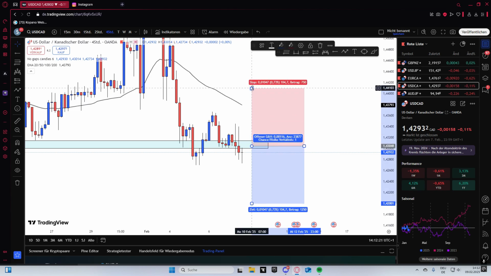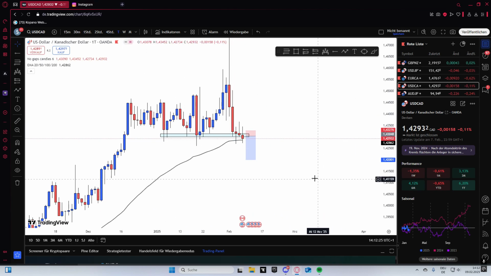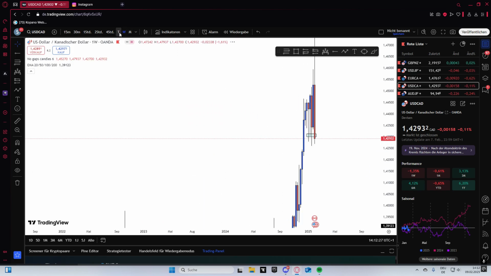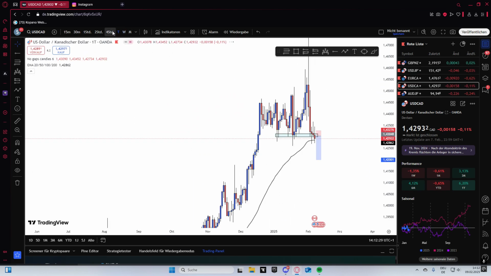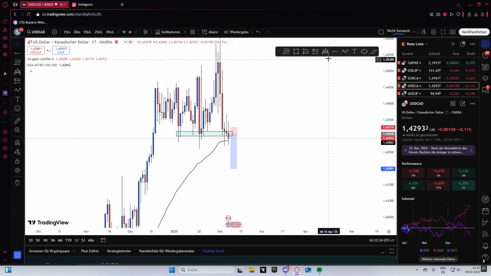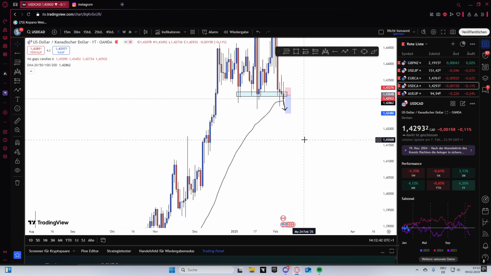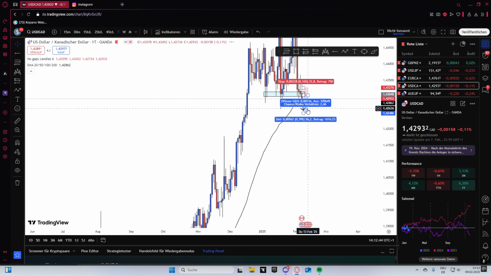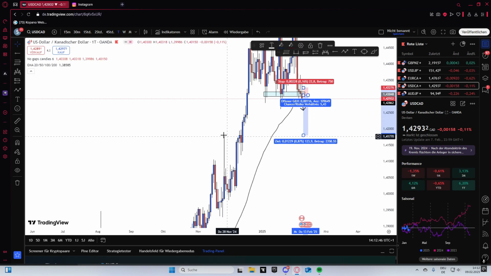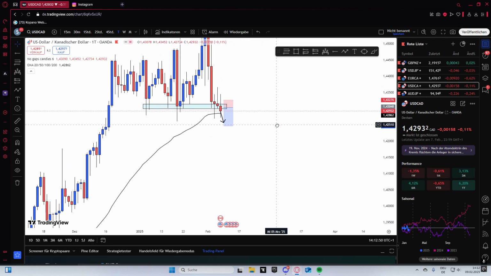My stop loss will be where structure is, and my take profit depends how much the daily goes down. So if we come down like here, it would be right around here, or maybe even further down, like to this structure. Yeah, depends.